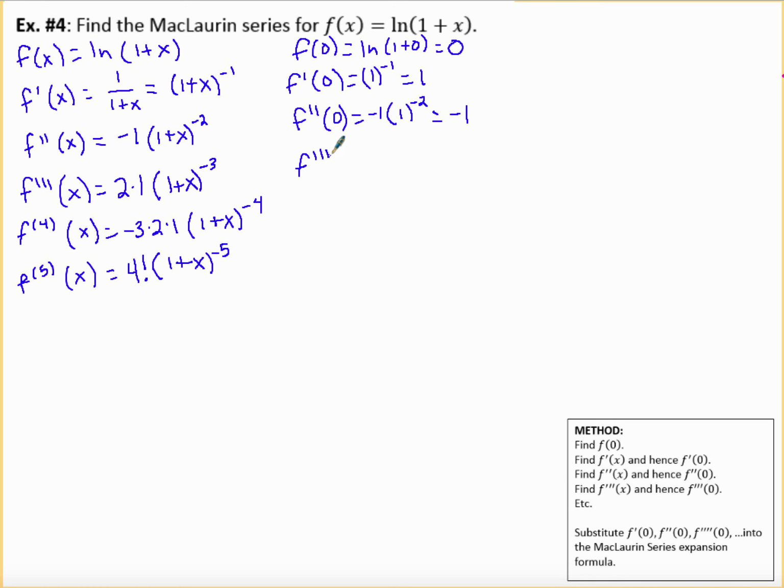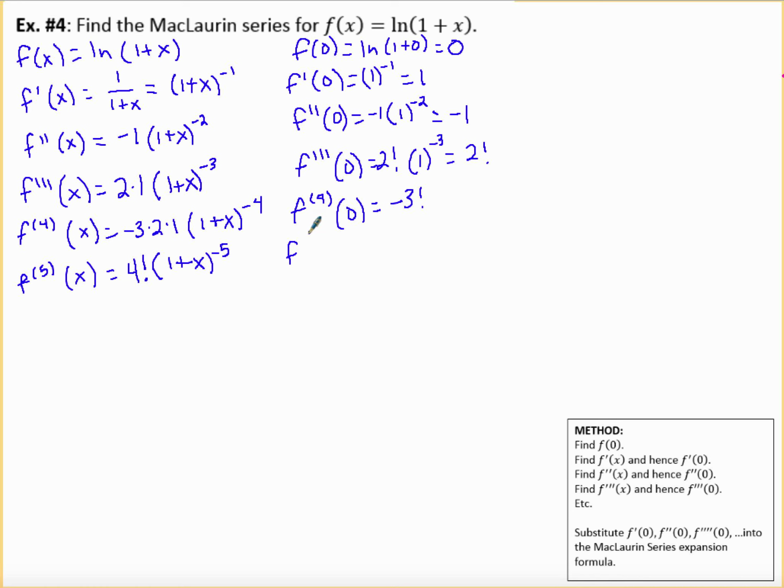Third derivative at 0, I have 2 times 1. I'm going to write that as 2 factorial. Hopefully you guys are cool with that. And 1 plus 0 is 1 to the negative 3 power. Well, 1 to whatever power is going to be 1. So 1 times 2 factorial is 2 factorial. Do you have a guess at the fourth derivative at 0, what that's going to be? Well, negative 3 times 2 times 1 is negative 3 factorial. And 1 plus 0 to the negative 4 power is 1. So that's just going to be negative 3 factorial.